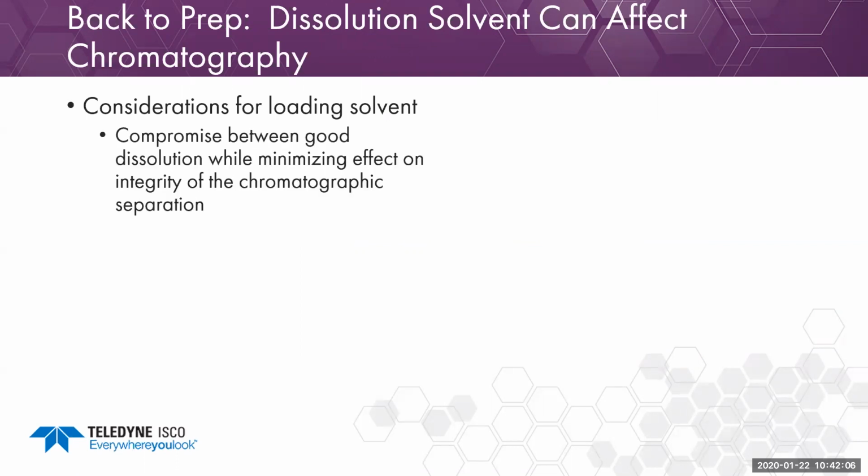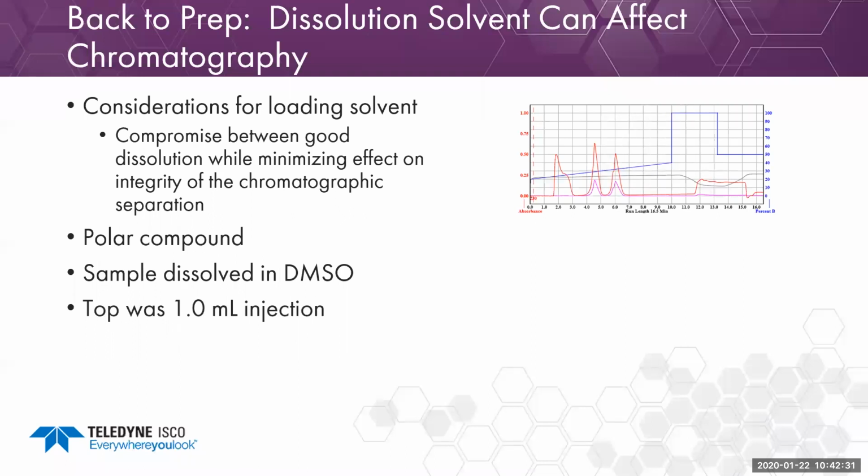So, considerations for your loading solvent: you compromise between good dissolution while minimizing the effect on the integrity of your chromatography. If you're using a polar compound, a lot of times we use DMSO, which is really good for dissolving things. With polar compounds, we have to use DMSO a lot to help dissolve them and then load onto the column. So this is just an example where DMSO is used to load onto the column, a 1 milliliter injection of DMSO and sample here.